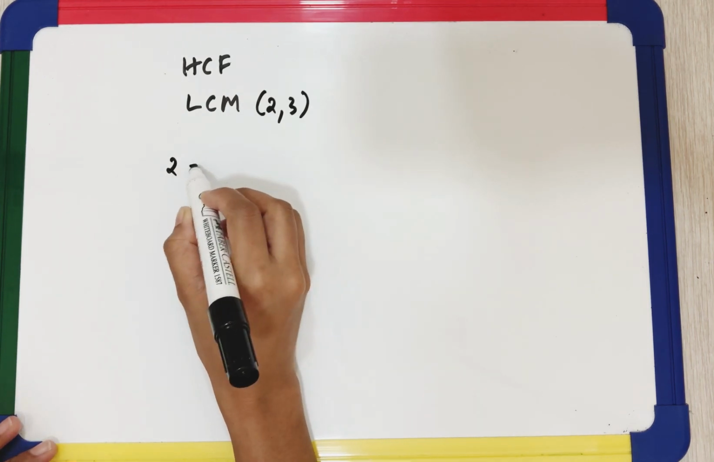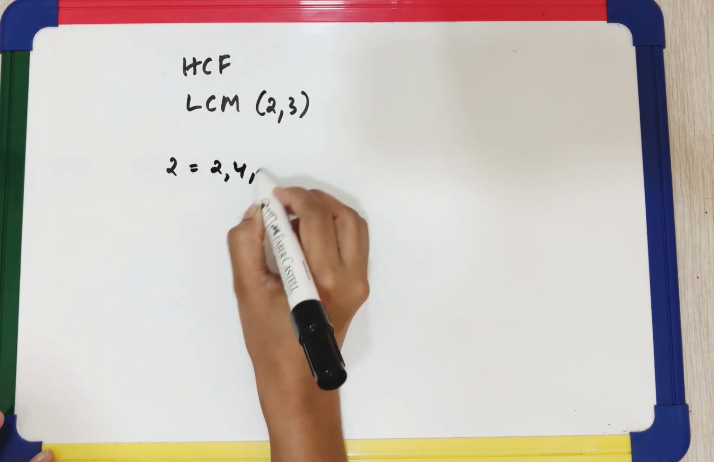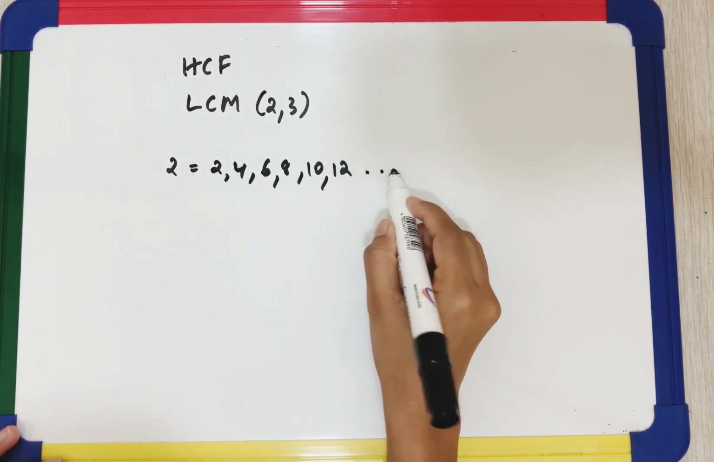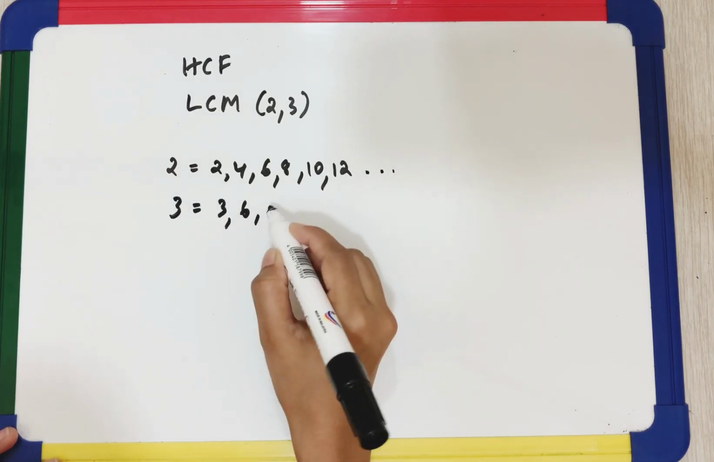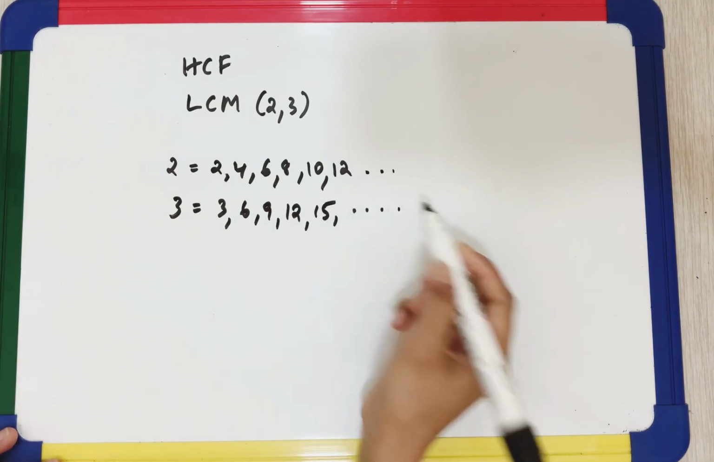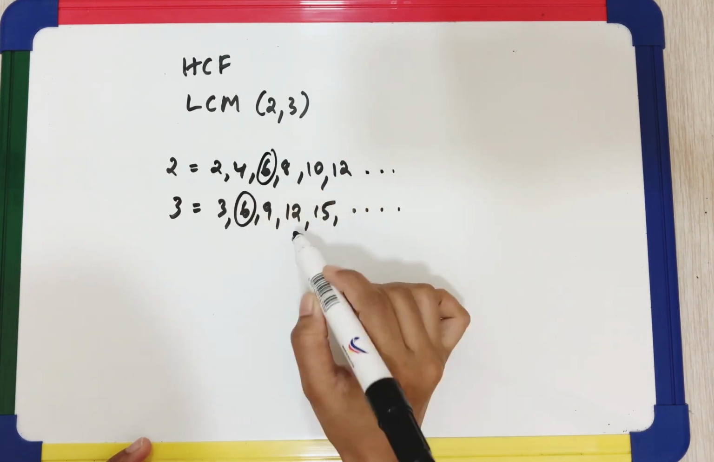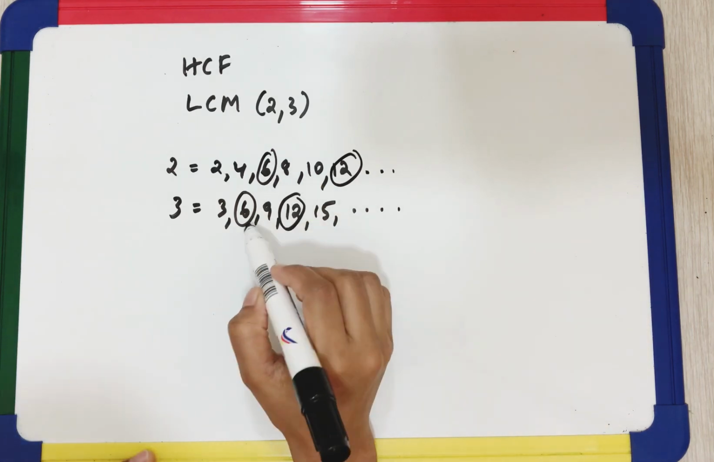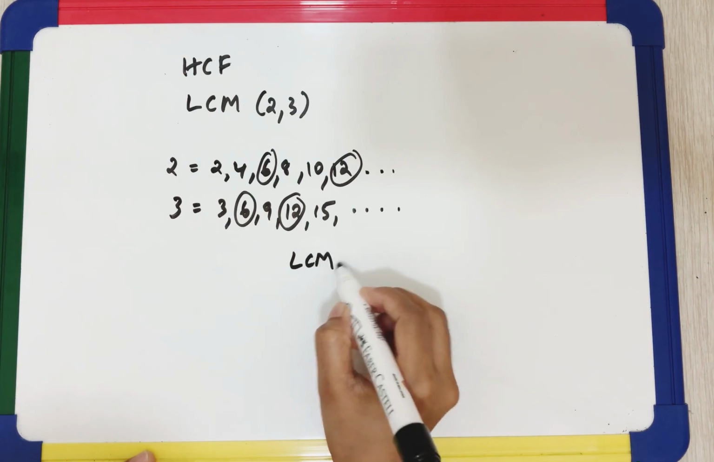See, LCM of 2 and 3. To find common multiples, we have to see the multiples first. The multiples of 2 are 2, 4, 6, 8, 10, 12, etc. And the multiples of 3 are 3, 6, 9, 12, 15, etc. Here the common multiples are 6, 12, and so on. The least common multiple is 6. Therefore, LCM of 2 and 3 is equal to 6.